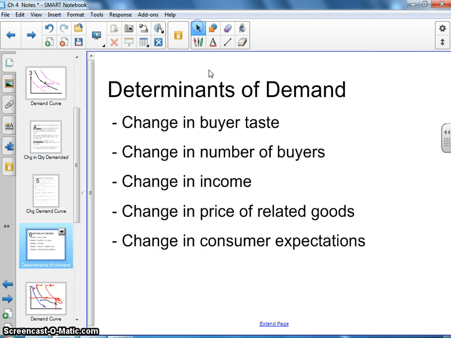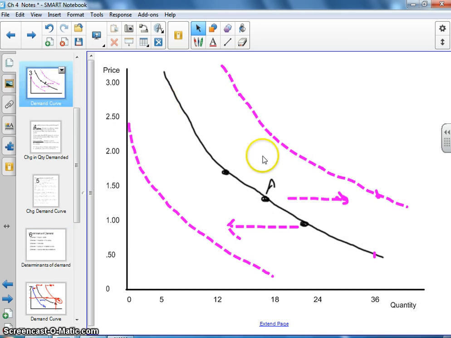When we take a look here at determinants of demand, the first one would be a change in the buyer's taste. If you think of a product that you thought was just awesome back when you were in middle school, and you look at it now and say, well, it's not necessarily all that. Maybe it's a product that's gone out of style. You look at Pokemon cards, things like that. Now, there's still some out there, and some people will still use them, but Pokemon cards in general are not as popular as they once were.